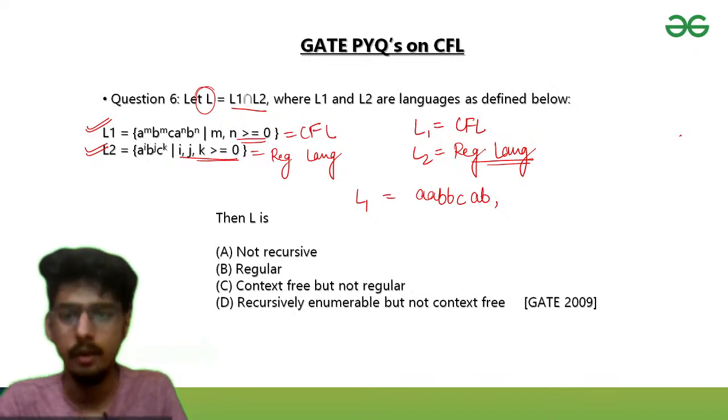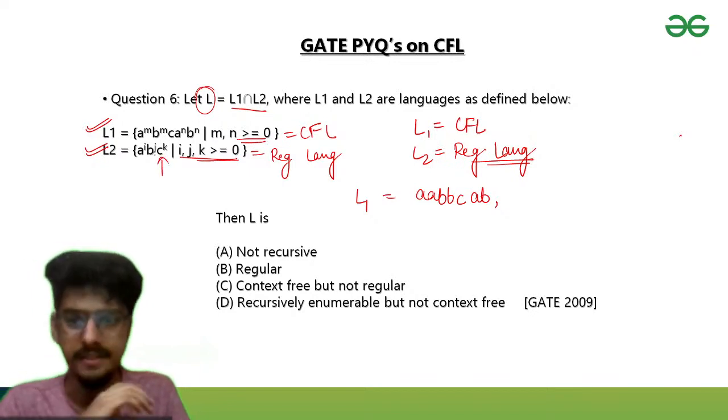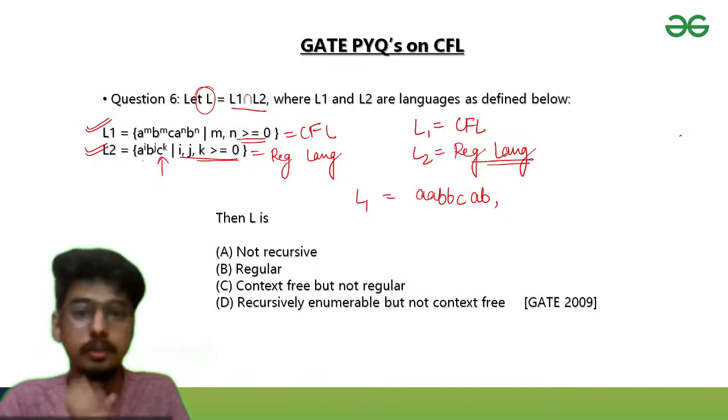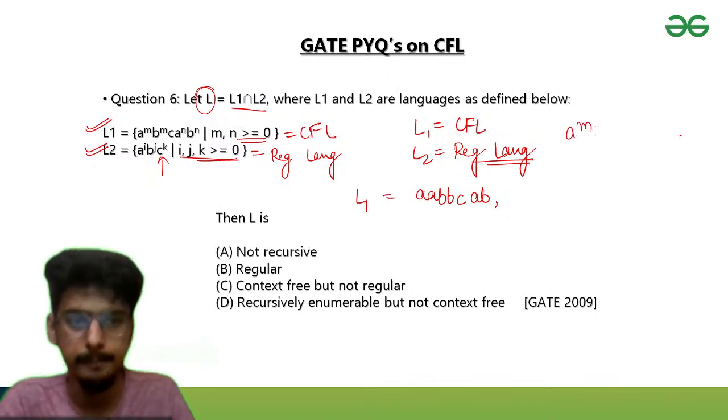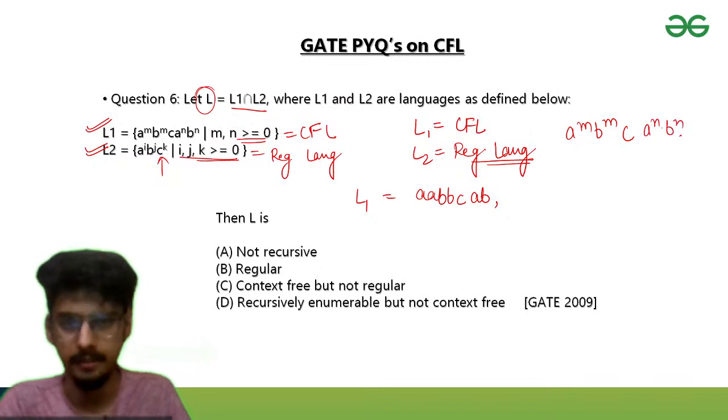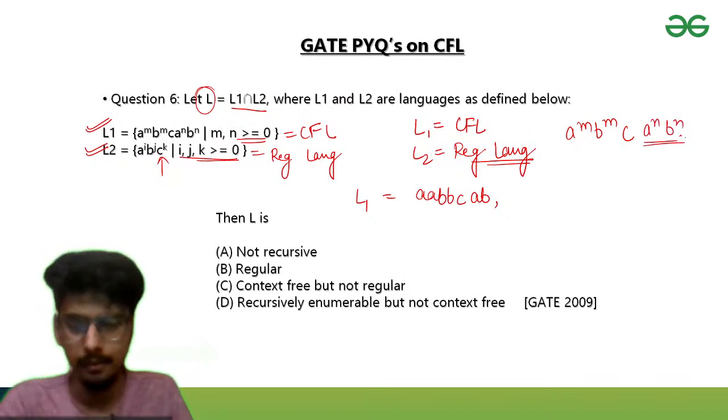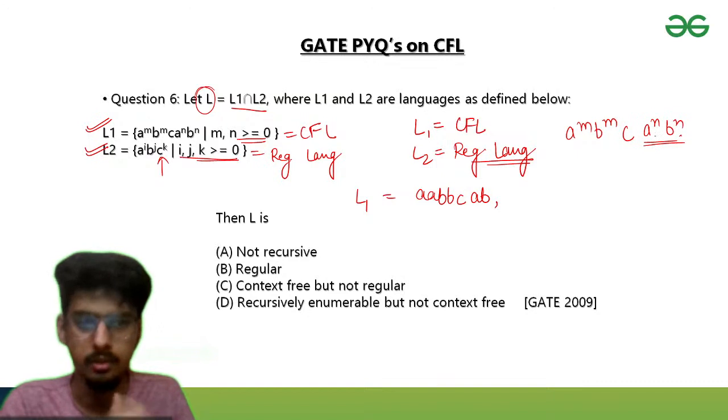So in case of L2, after C, I am not seeing anything, right? I am not going to see anything. So basically, after C, I have to have n equal to 0. In this part, I have written a^m b^m, then C, then a^n b^n, right? So in this part, I want to have epsilon, which means nothing, right? So n has to be 0 in every case.